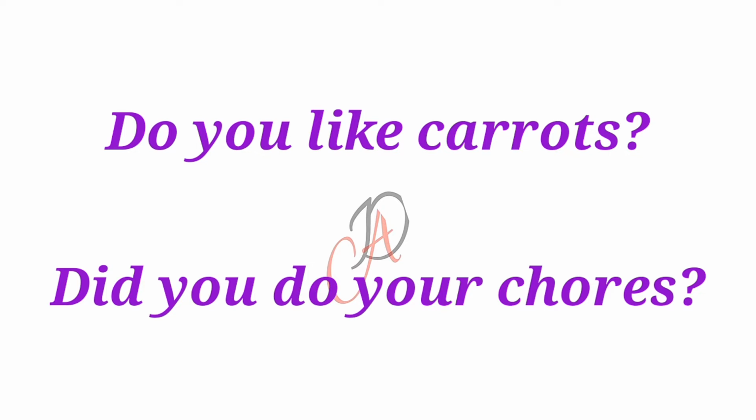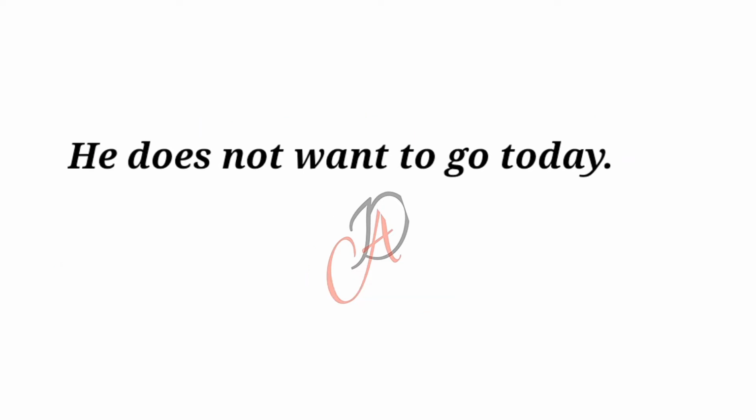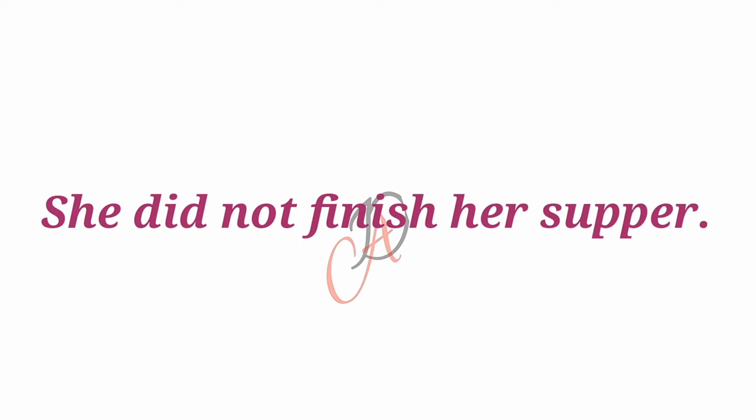Let's look at examples where do forms are used in negative sentences. He does not want to go today. In the given example, we can notice that does and want are the verbs, and there is the word not, which makes the sentence negative. Let's move to the next one. She did not finish her supper. In the given example, did and finish are the verbs, and we can see the negative word not, which makes the sentence a negative sentence. Let's move to the third usage of do forms, that is to emphasize.